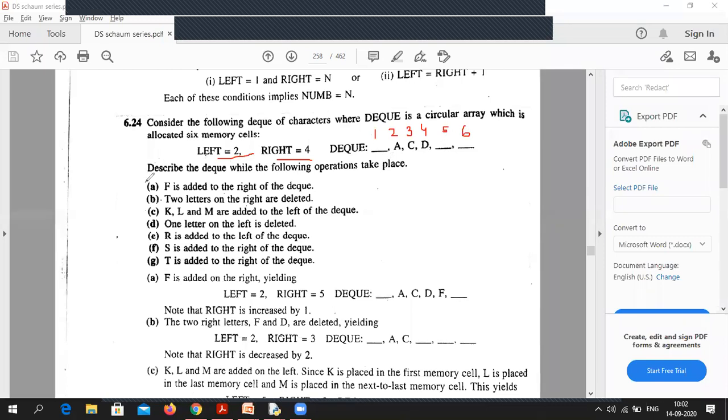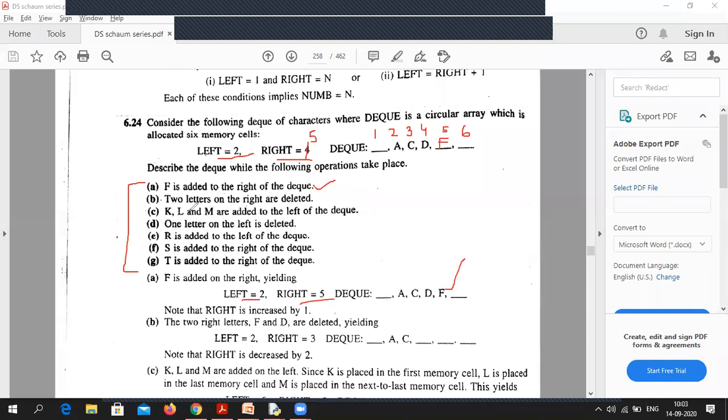Now you have to perform all these operations. Even you can be asked a question like this, that at any point DQ is this, left is this, right is this. Now add F at the right of Q. F is added at the right of Q. Now you have to add at the right. That means right should be incremented by 1. Right would become 5, and you are inserting at the 5th location, so F would be added over here.